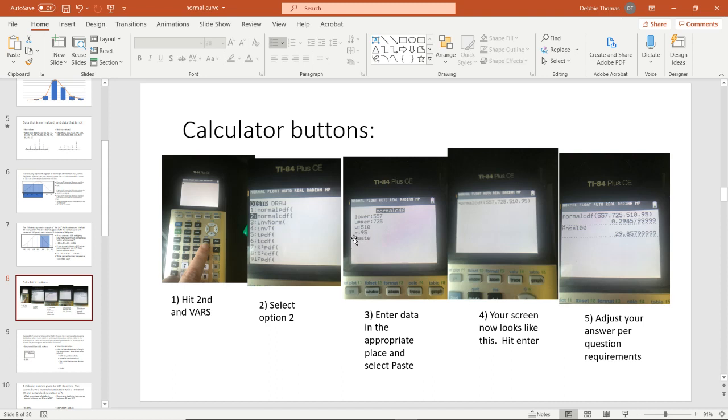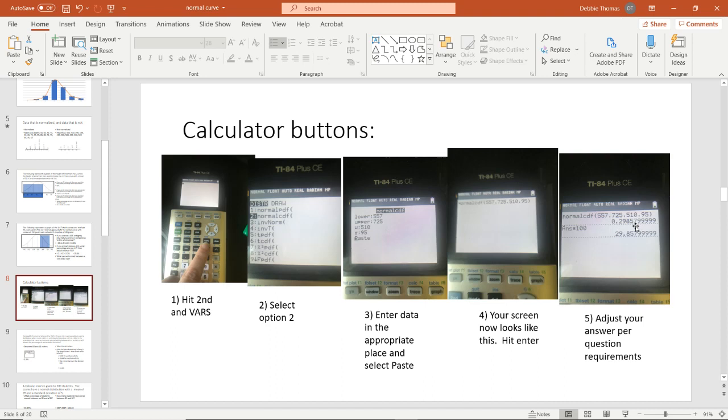And then you're going to hit the word paste. That's going to bring you back to your main calculator screen where it looks like this, and the first time you do it, you go, oh, I messed up because it didn't give you an answer. You just need to hit enter again. Now your screen is going to look like the top line here and have 0.295, blah, blah, blah, blah, blah.